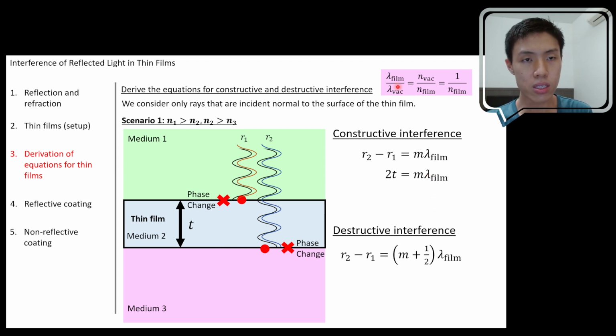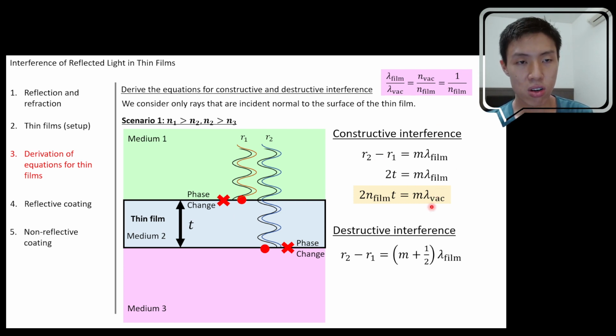That will be easier. We can use the same thing that we discussed in the previous video, where the ratio between the wavelengths is the inverse of the ratio between the indices of refraction. We know that the index of refraction for vacuum is 1, so we replace it with 1 and the film remains. So you can substitute lambda film with 1 over n film multiplied by lambda vac. Now if you shift around the equation, you get 2 times the index of refraction of the film multiplied by the thickness of the film equals m lambda, but this time the lambda is the vacuum wavelength, which is an easily determined value. We can just look it up on Google.